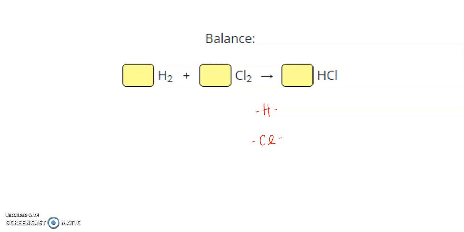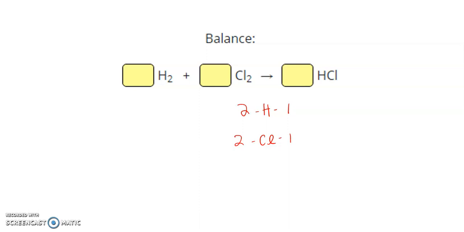What I like to do first is to count up my number of atoms of each element on each side. So I list my elements under the arrow, and I already did that. So for H, I look on this side, so here's the arrow. I look on this side of the arrow, and I have 2 H atoms. For Cl, I look on this side of the arrow, I have 2 Cl atoms. On the product side, I have 1 H and 1 Cl.